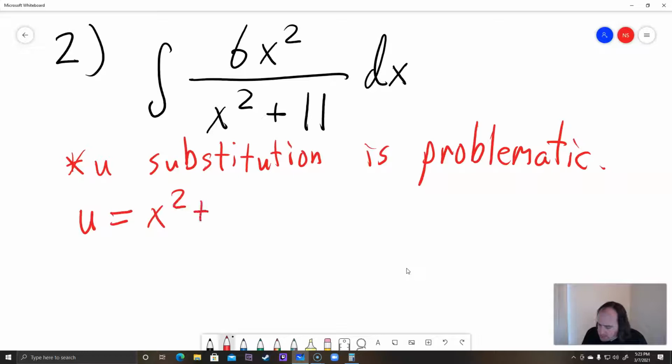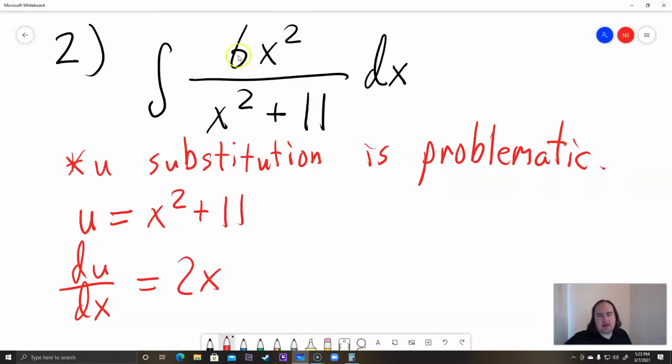Then the problem is not everything is going to cancel out. So you get u equals x squared plus 11, so then you get du/dx equals 2x. But that 2x isn't going to cancel out with the 6x squared. Only one of the x's is going to cancel out, but the other x is going to be left there. And then you're going to have an integral in terms of two variables, which is no good.